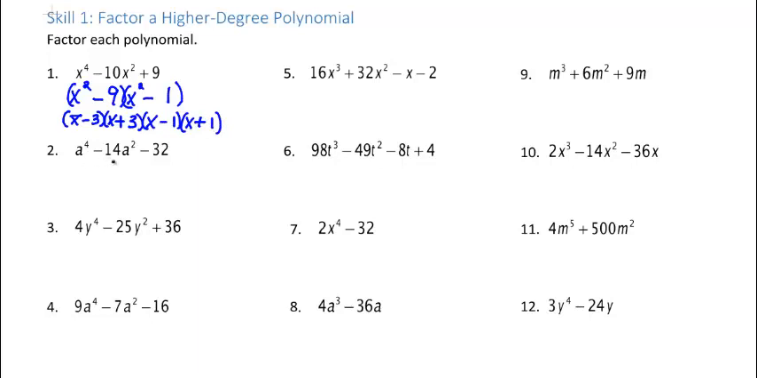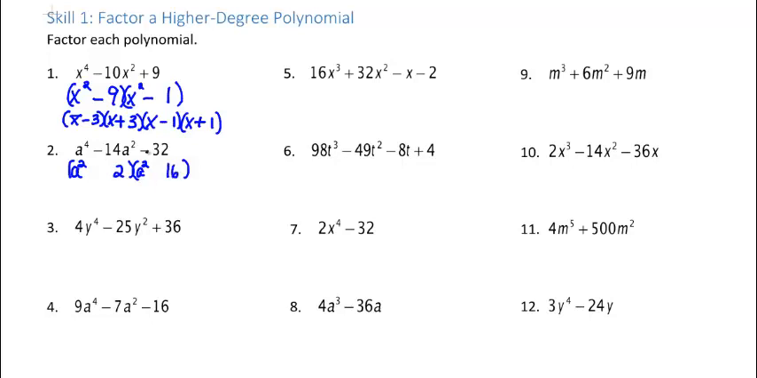A to the fourth minus 14a squared minus 32, again, a trinomial. We need to factor a to the fourth as a squared times a squared. We need to find the factors of negative 32 whose sum is negative 14. If you think of the factors of negative 32, we can have 1 and 32, 2 and 16, and notice that 2 and 16 do subtract to give us 14.